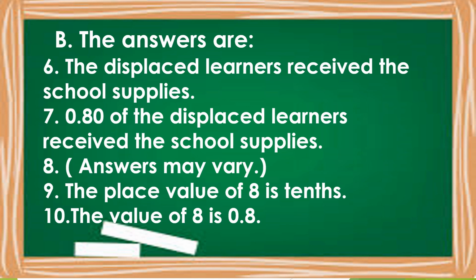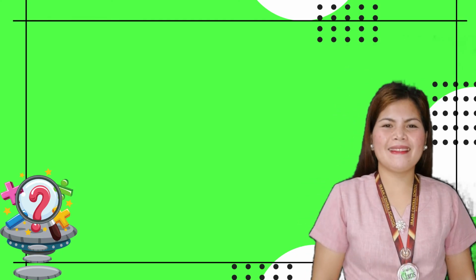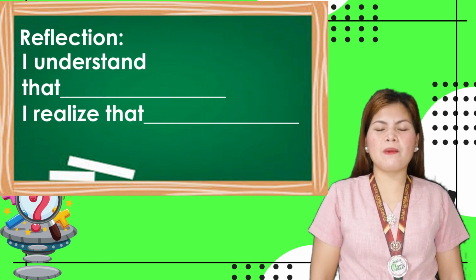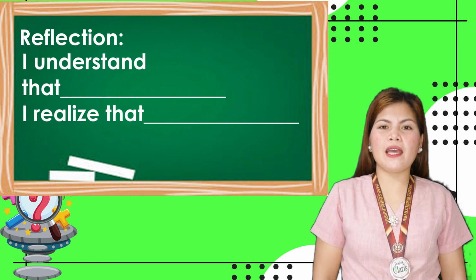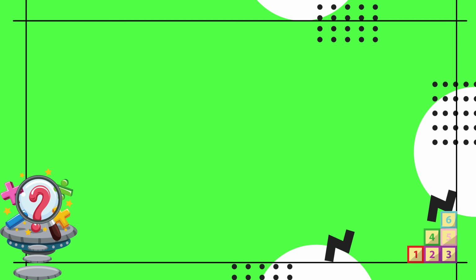For number 9, the place value of 8 is tenths. And for the last number, the value of 8 is 8 tenths. For the last part, write your reflection about our lesson.